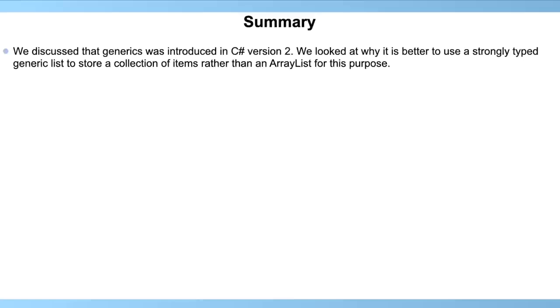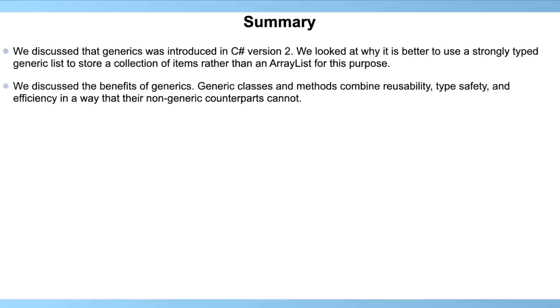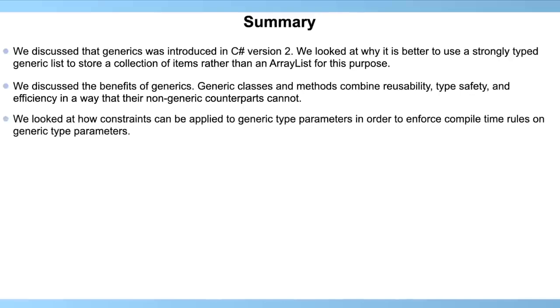We discussed the benefits of generics. Generic classes and methods combine reusability, type safety, and efficiency in a way that their non-generic counterparts cannot. We looked at how constraints can be applied to generic type parameters in order to enforce compile time rules on generic type parameters. We created a code example representing a warehouse management system.